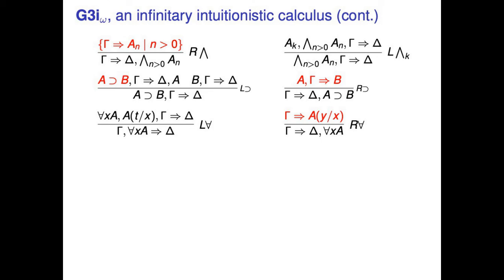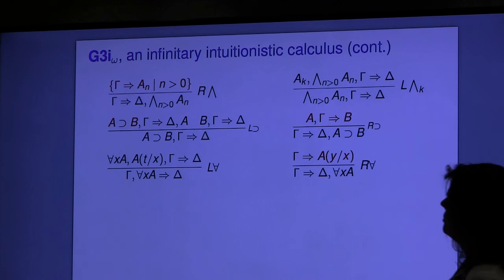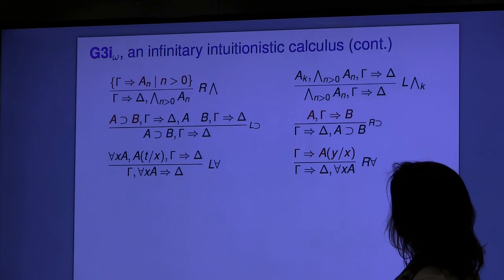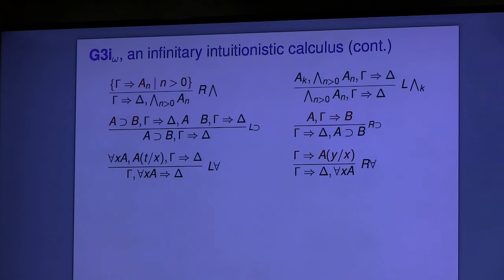As you see, I have highlighted the rules that differ from the classical calculus. So the infinitary right conjunction has a single succedent premise, and also the right implication, but these were already in the intuitionistic finitary calculus. And the repetition of the principal formulas grants the invertibility in left implication.